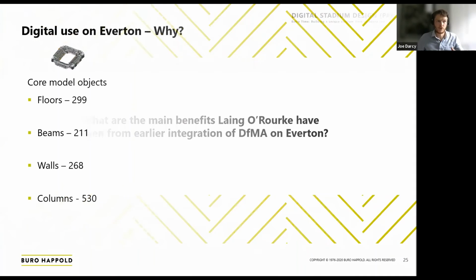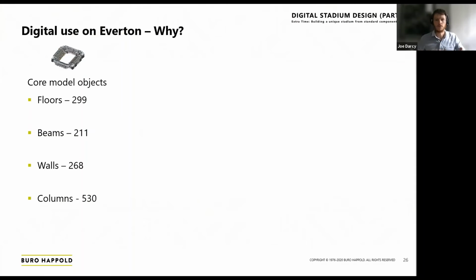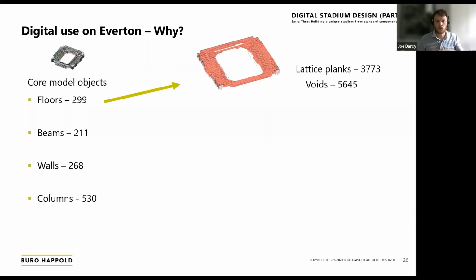From Happold's point of view, why did we want to do more with DFMA? Why did we want to get involved in this process? And why did we choose to do it using these digital computational methods? So our Revit model, our design intent, has hundreds of objects, floor objects, beams, walls, and columns, and to transfer that across to the requirements for the manufacturer, that then resulted in thousands of lattice planks.